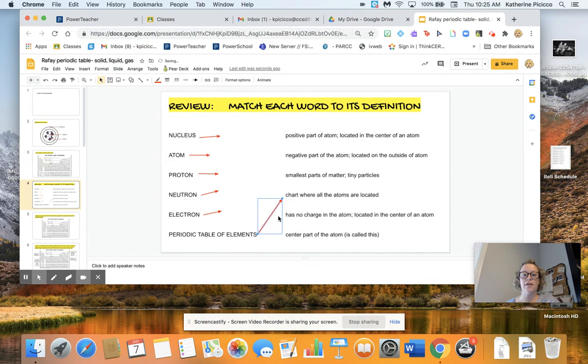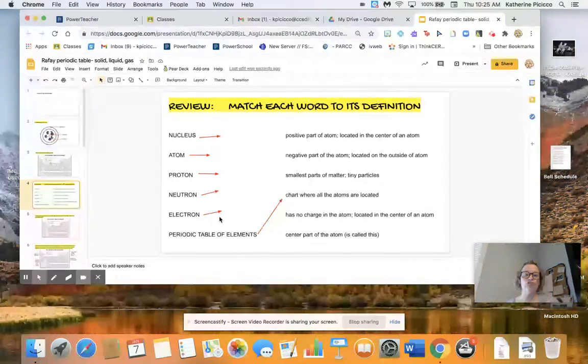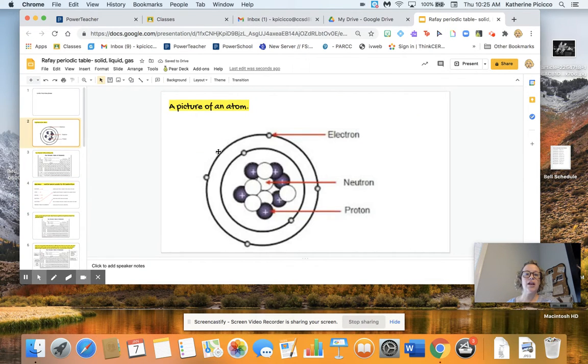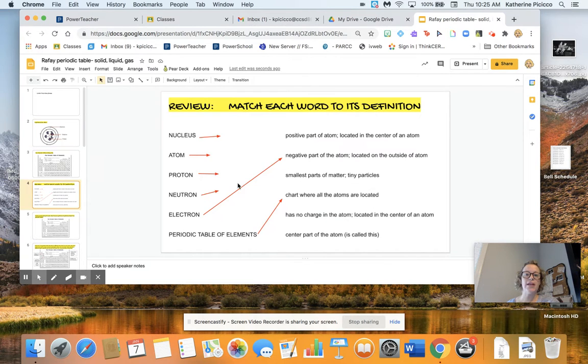The periodic table of elements is a chart where all the atoms are located, right? The periodic table is this. So if you notice, I brought my arrow to this. The next thing you're going to do is read each of these terms: nucleus, atom, proton, neutron, electron. You're going to click on the arrow and then pull the arrow to where it fits. Like for electrons, electrons are negative parts of the atom, right? If we look on our atom here, electrons are negative. So I went ahead and put that on there.